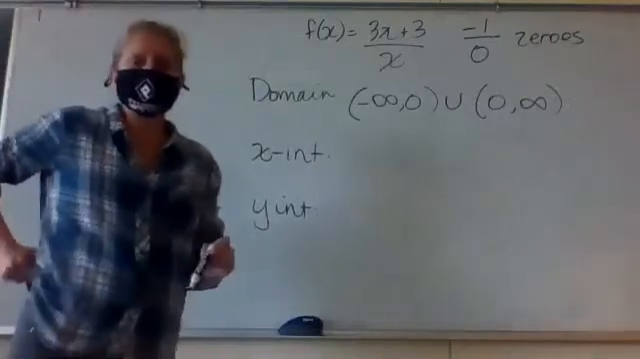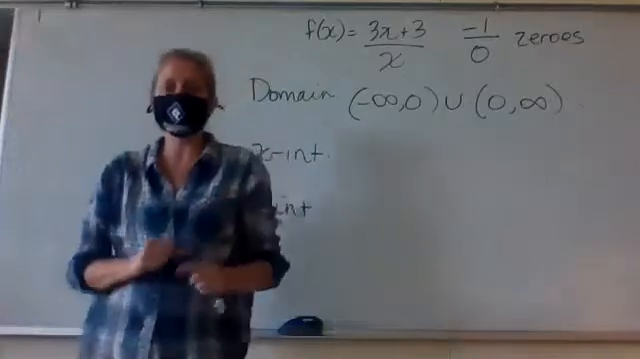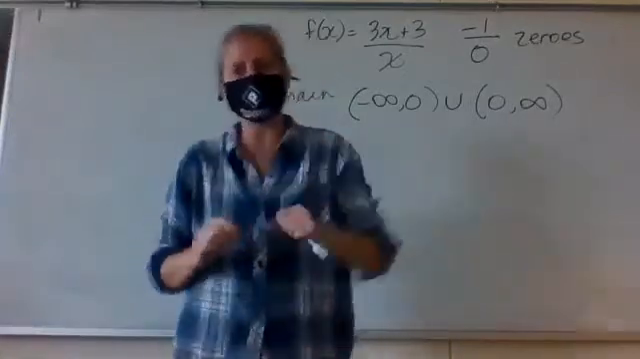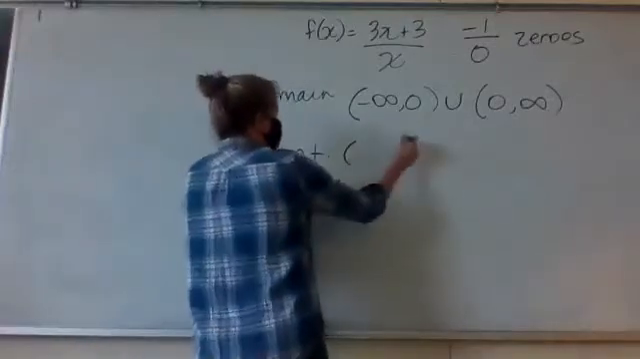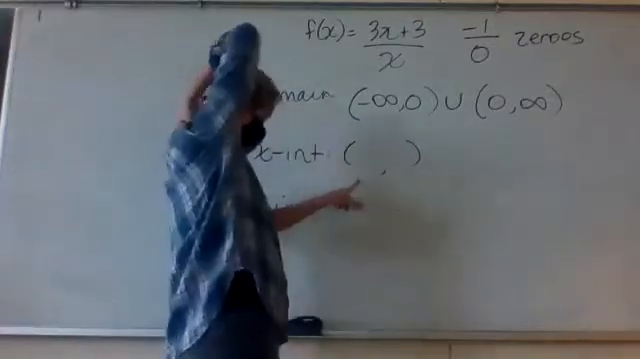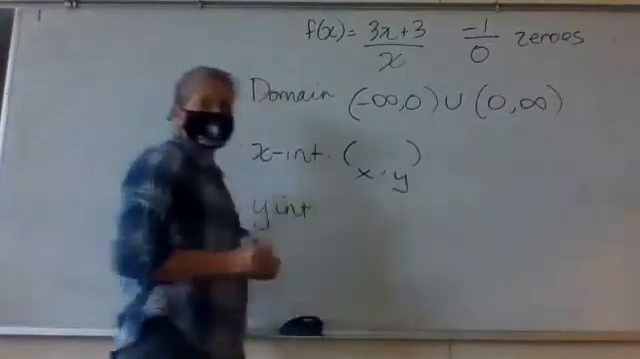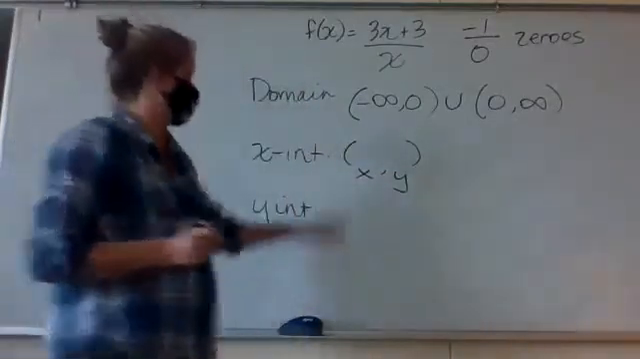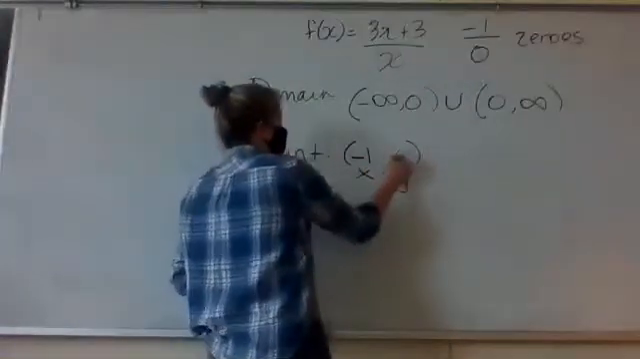Now, remember, the x-intercept is a physical point. All points come from ordered pairs that have x-coordinates and y-coordinates, which means the x-coordinate will be your x-intercept. The y-coordinate at your x-intercept is always 0. That's what makes it cross the x-axis there. So my x-intercept is at (-1, 0).